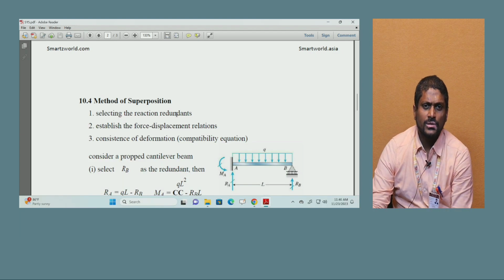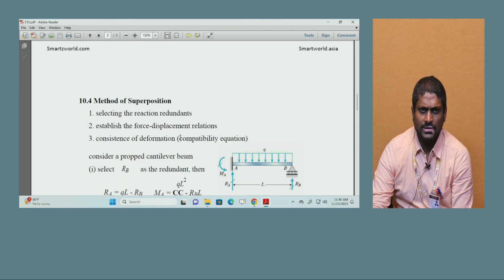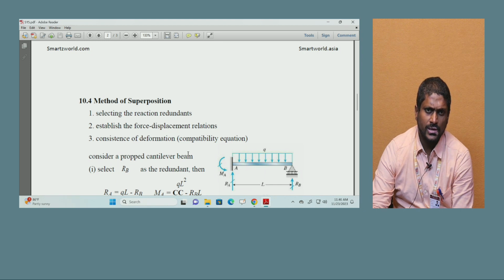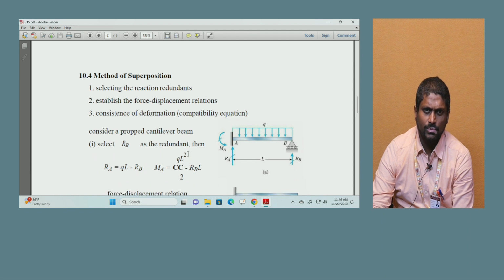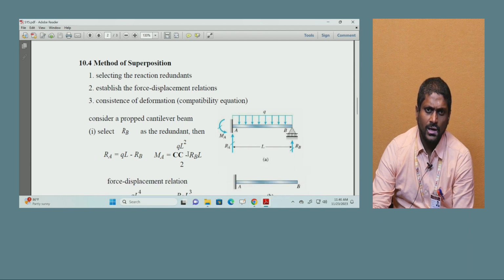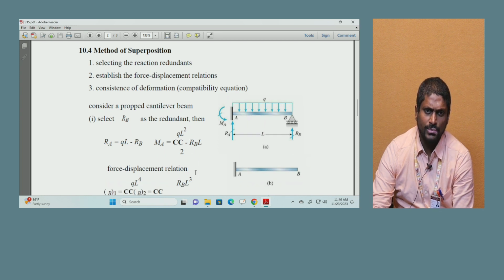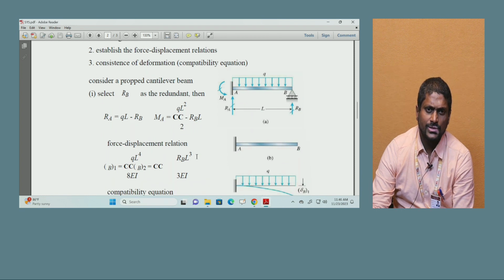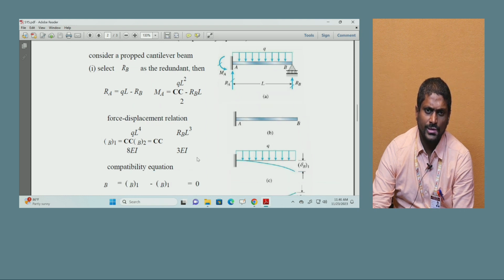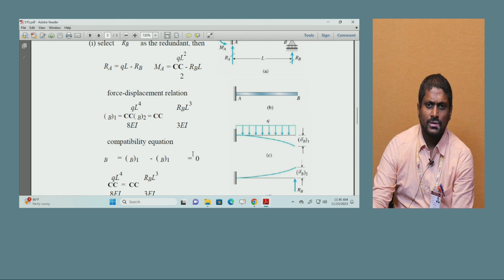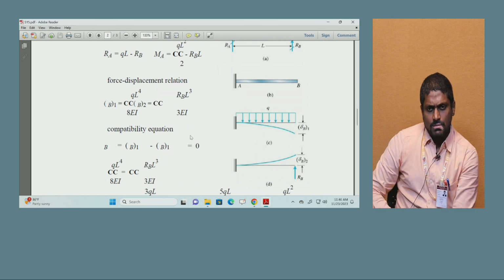How we can do this method of superposition is by selecting the reaction redundants, establishing the force displacement relations and the consistency of deformation, that is the compatibility equation. Consider a propped cantilever beam, select RB as the redundant, then RA equals qL minus RB, MA equals qL square by 2 minus RB into L. The force displacement relation is qL to the power of 4 by 8EI equals RB into L cube by 3EI. So the compatibility equation can be applied like this.